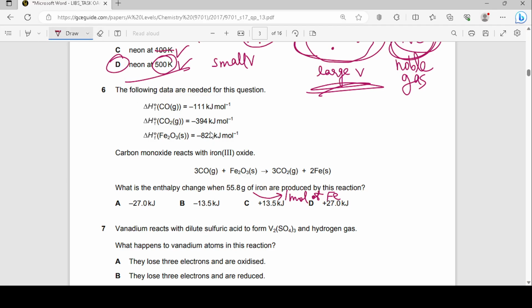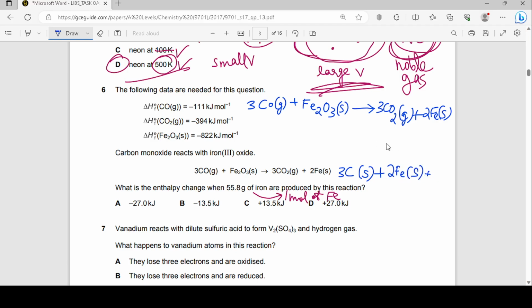All right, so we just need to make a Hess cycle for this. I'm rewriting the equation to make it clearer for myself: 3CO gaseous plus Fe2O3 gives you 3CO2 gaseous plus 2Fe solid. Then at the bottom, I have 3C solid, because there are three atoms of carbon on each side. I'm making formation arrows upwards, by the way. And how many iron atoms do I have? 2Fe solid.